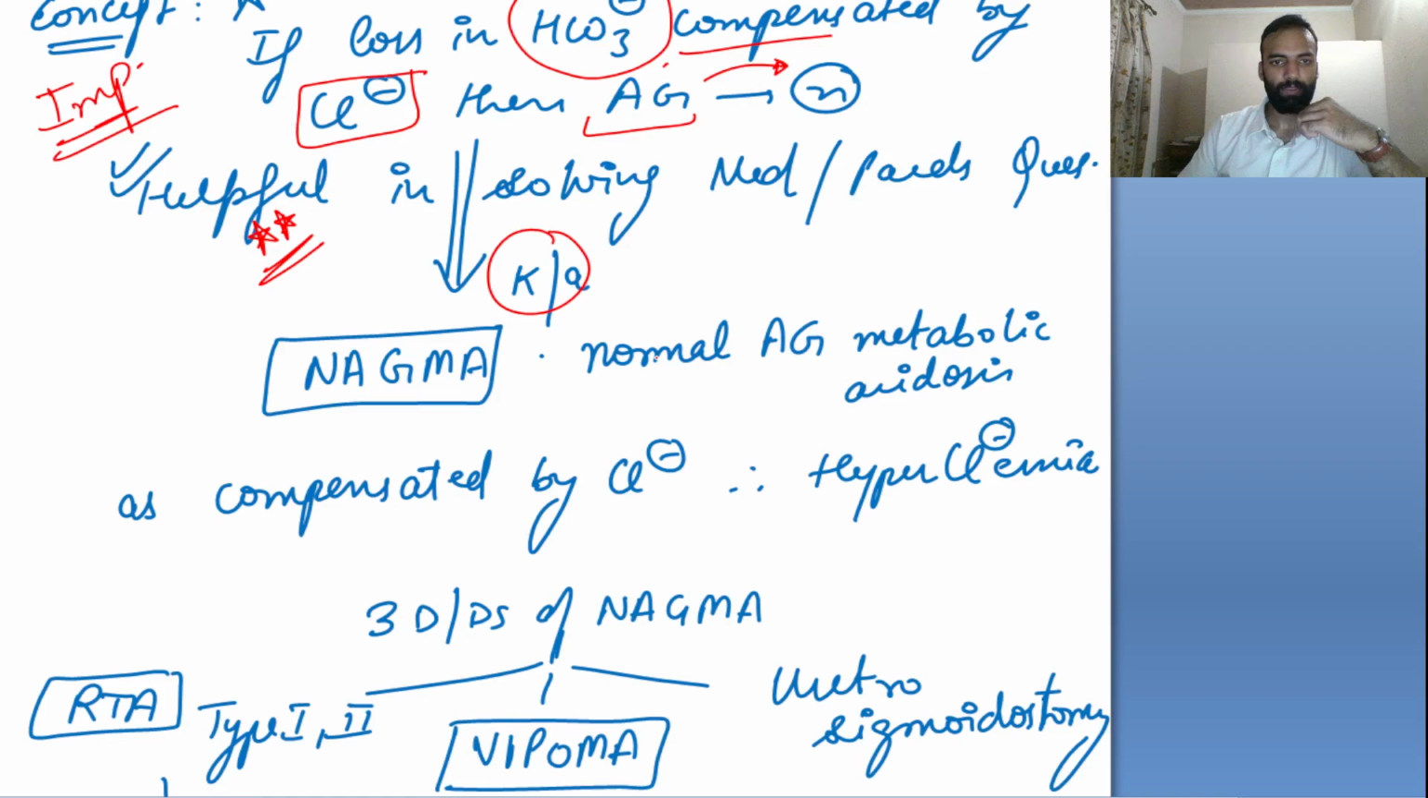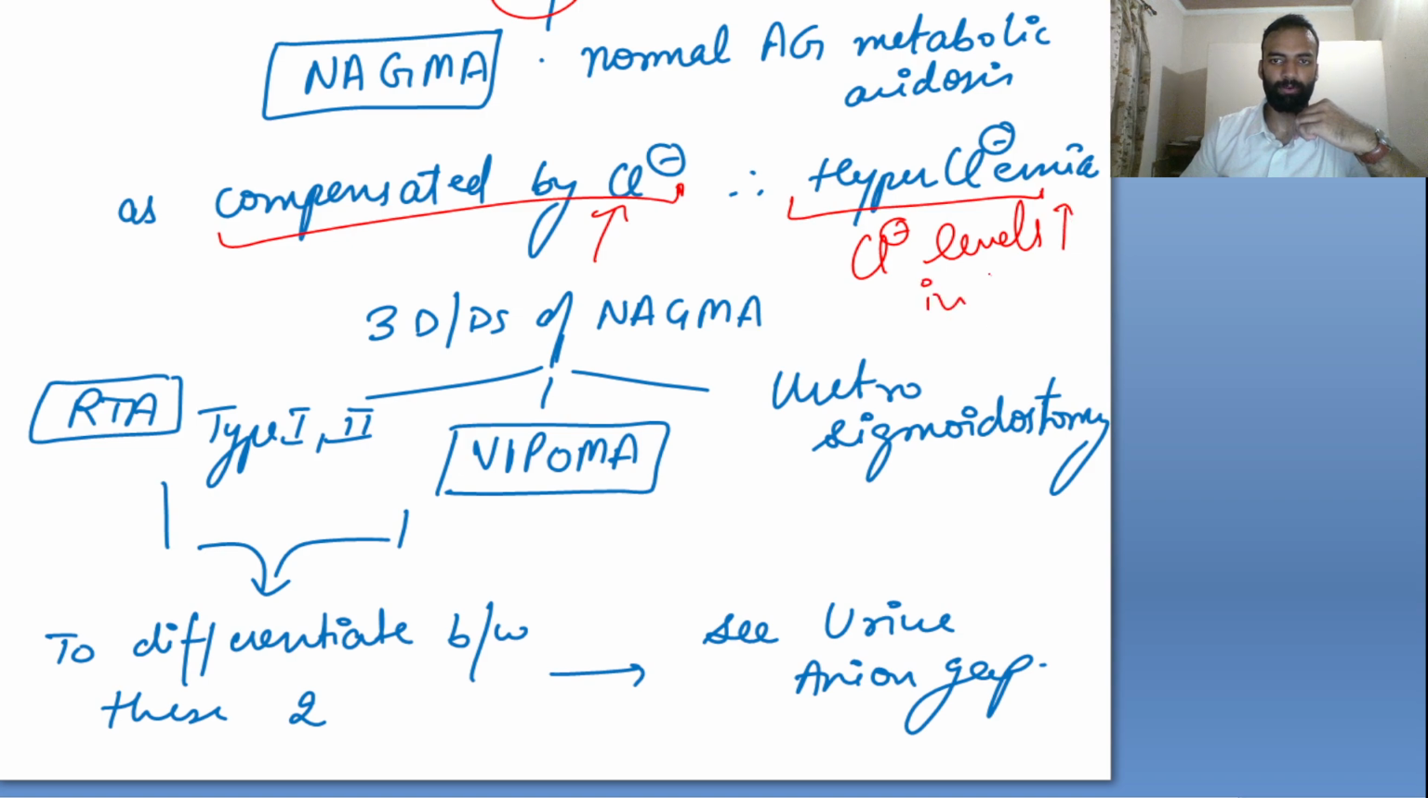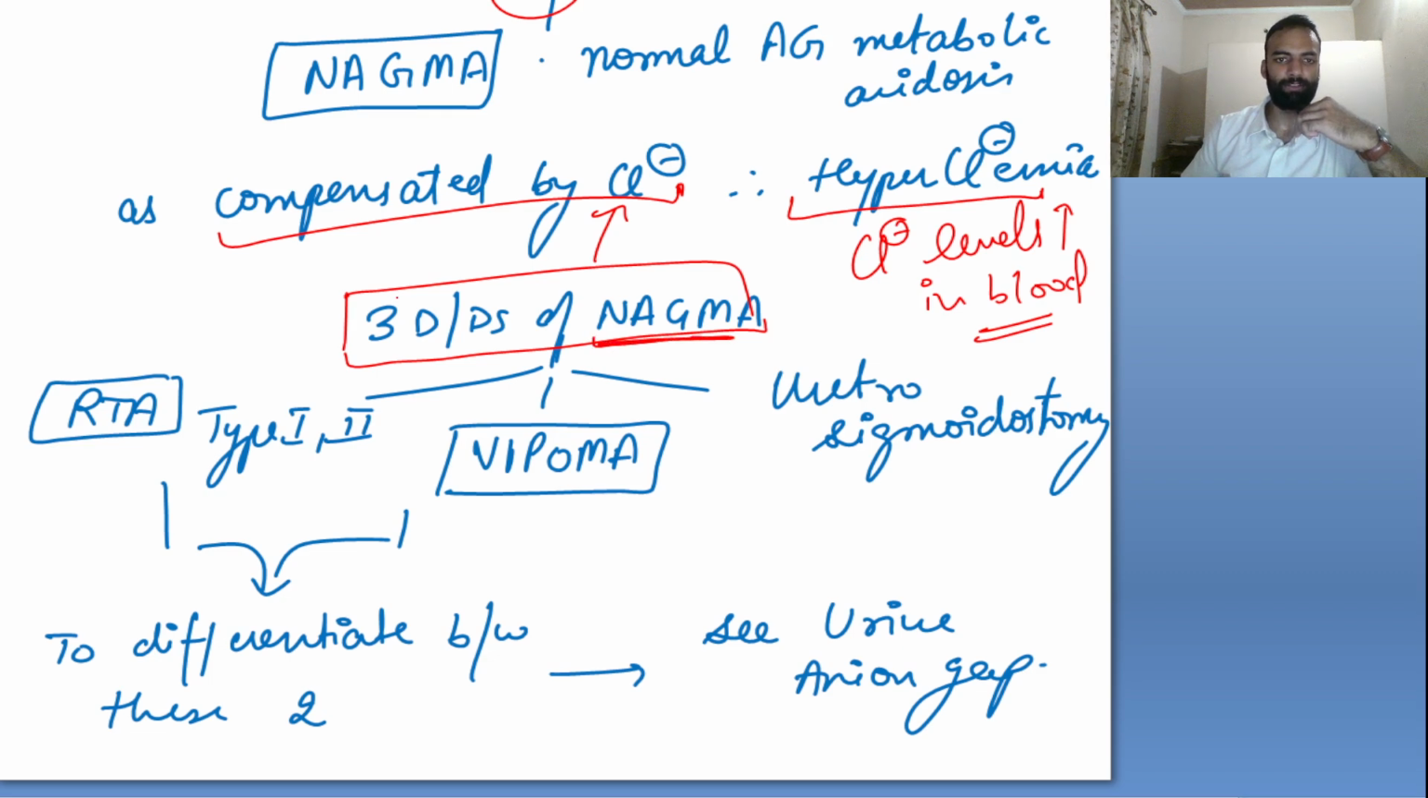So moving forward, as there is compensation by chloride, it is called hyperchloremia, because chloride levels will increase in blood. So it is called hyperchloremia. Now there are three differential diagnoses of normal anion gap metabolic acidosis.